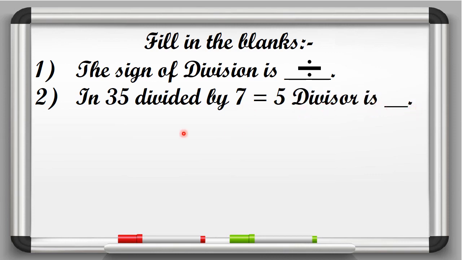Now in question number 2, 35 divided by 7 is equal to 5. Divisor is dash. हमें दिया हुआ है बेटा कि 35 को जब हम divide कर रहे हैं 7 से that is equal to 5. तो इसमें से divisor कौन सा है. Okay, and what is divisor. divisor क्या होता है, जो divide करता है ना. तो यहाँ पे divide किसने किया, 7 ने. Okay, so here 7 is the divisor.